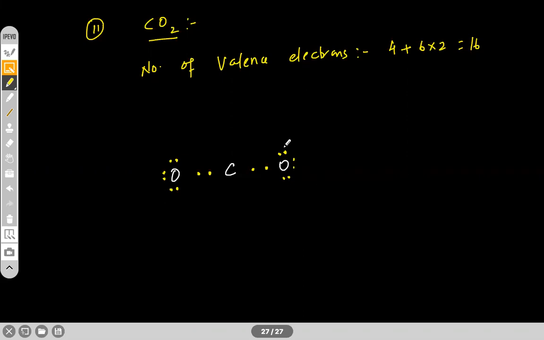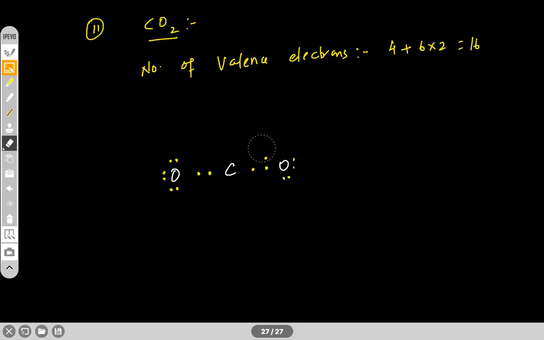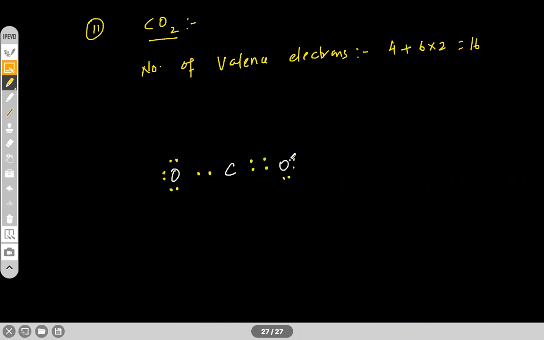Correct? So what we'll do, we'll move one pair here, right? You see this? Carbon has 4 electrons in this bonding state. So one pair will move here in order to make a double bond with the carbon atom like this. You see, still the octet of oxygen is complete. Oxygen has no loss here. Whether you place these 2 electrons here or here, the octet of oxygen is complete.